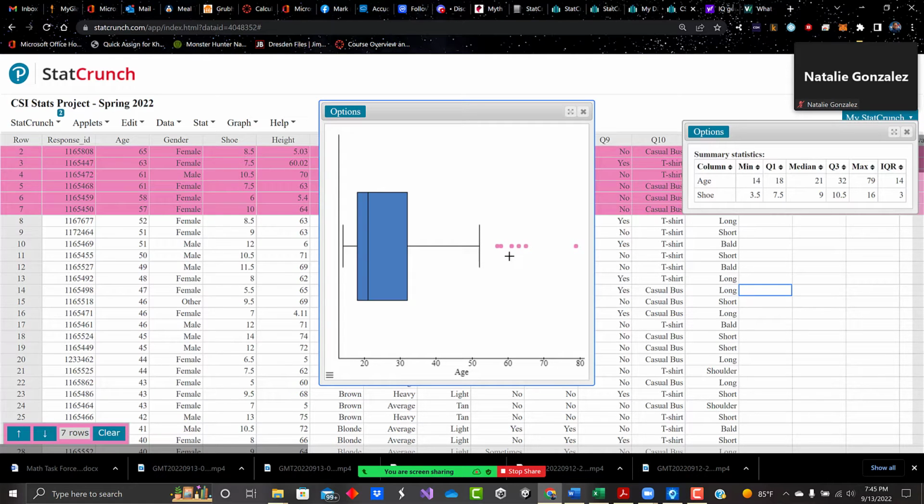And so notice I got a bunch of pink dots to the right. If I put my cursor over it, it will tell me exactly where they are and what the age is. So I got a 57, a 58, a 61. I got two 61s. It can't show two dots there though. I've got 63, 65, and 79. So these are the outliers right here.